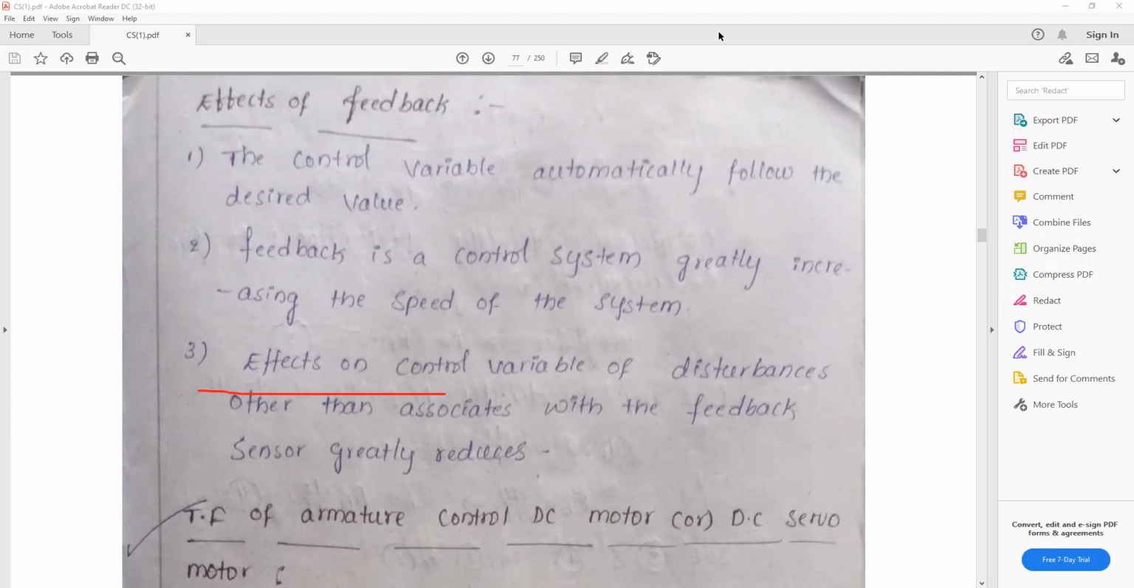These are the effects and the characteristics of feedback, the types of feedback. So the first unit is completed. Tomorrow we will discuss the second unit. Okay, so thank you so much.